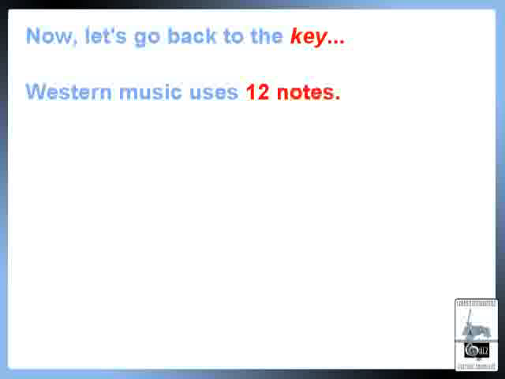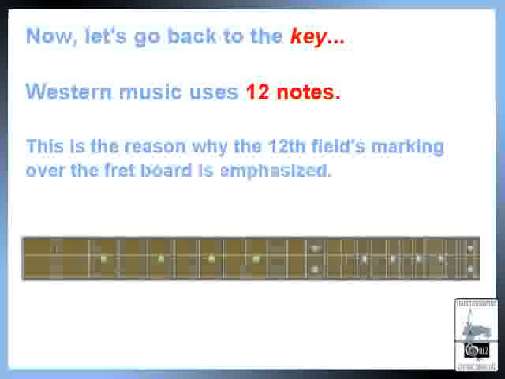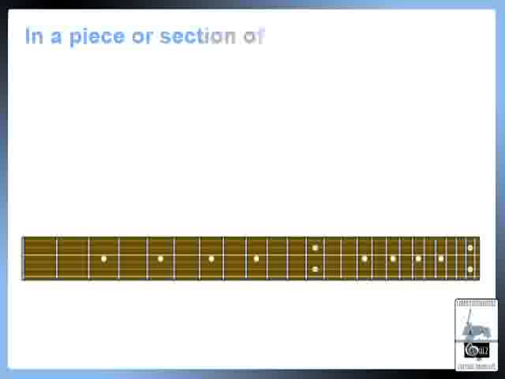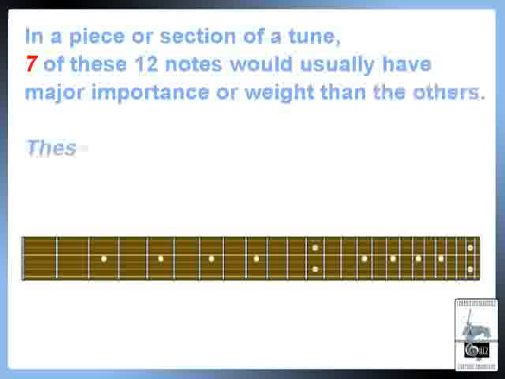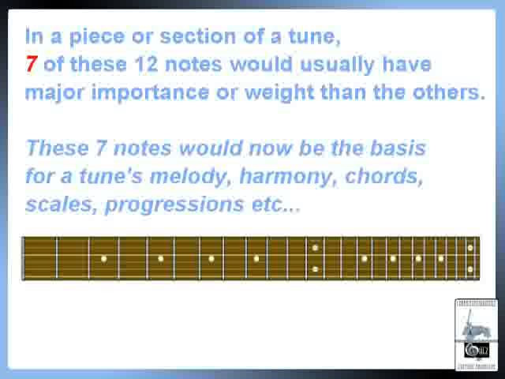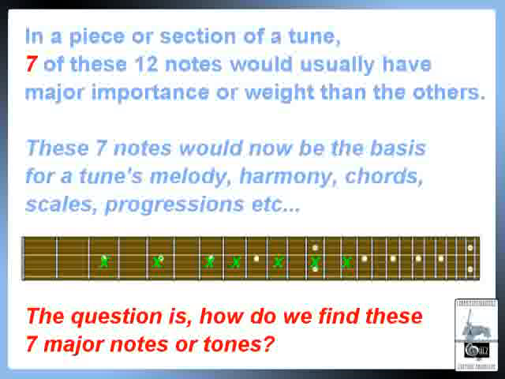Western music uses 12 notes. This is the reason why the 12 fields marking over the fretboard is emphasized, enclosing a set of 12 notes inside. In a piece or section of a tune, 7 of these 12 notes would usually have major importance or weight than the others. These 7 notes would now be the basis for a tune's melody, harmony, chord scales, progressions, etc. The question is, how do you find these 7 major notes or tones?